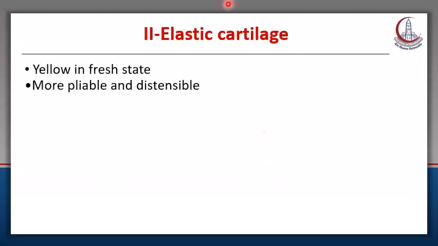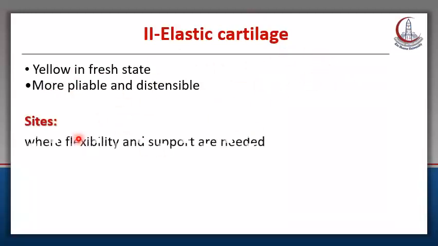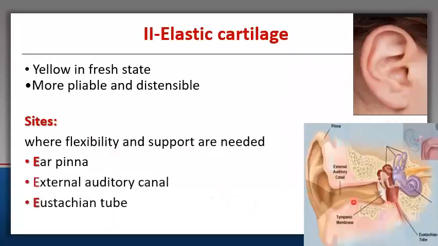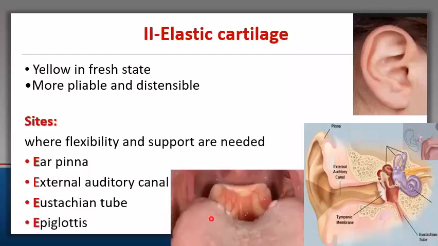This is the second type of cartilage, which is elastic cartilage. In the fresh state, it appears yellow due to the presence of elastic fibers, which give it its elasticity. This type of cartilage is more pliable and distensible compared to hyaline cartilage. Regarding its sites, it is present where flexibility and support are needed, like the ear pinna, the external auditory canal of the ear, the eustachian tube, and the epiglottis. These sites all begin with E, and are the sites of elastic cartilage.